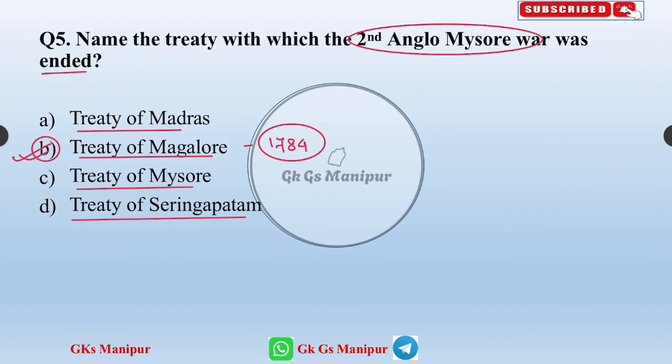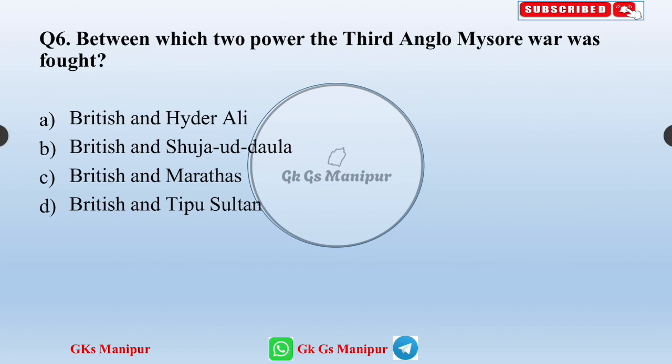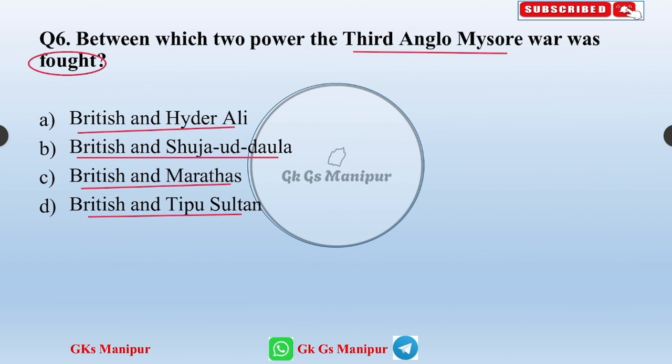With this, question number 6: between which two powers was the third Anglo-Mysore war fought? Option A, the British and Hyder Ali. Option number B, the British and Shuja-ud-Daula. Option number C, the British and Marathas. And option number D, the British and Tipu Sultan.